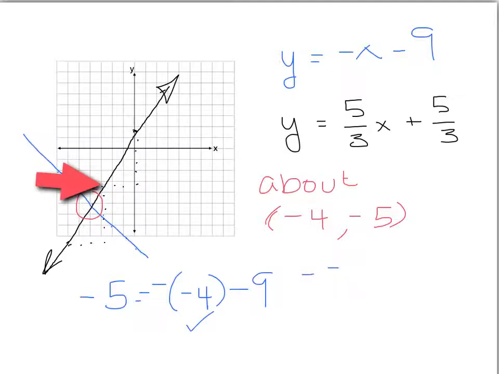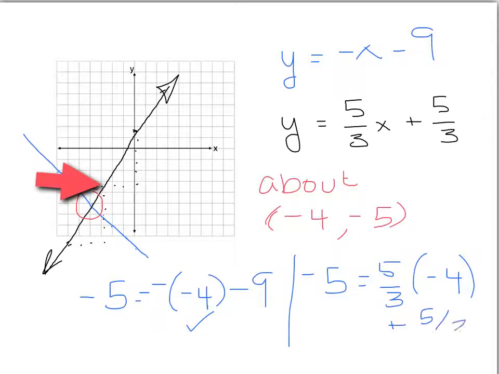Is y, negative 5, equal to 5/3 times, for x we had negative 4, plus 5/3? That's going to take a little calculating. So this is negative 20/3 plus 5/3 is minus 17/3, so I'm a little off. This minus 5 is more like 15/3 if you want to compare. So I'm close, but not quite close enough. But as good as I could get by graphing.